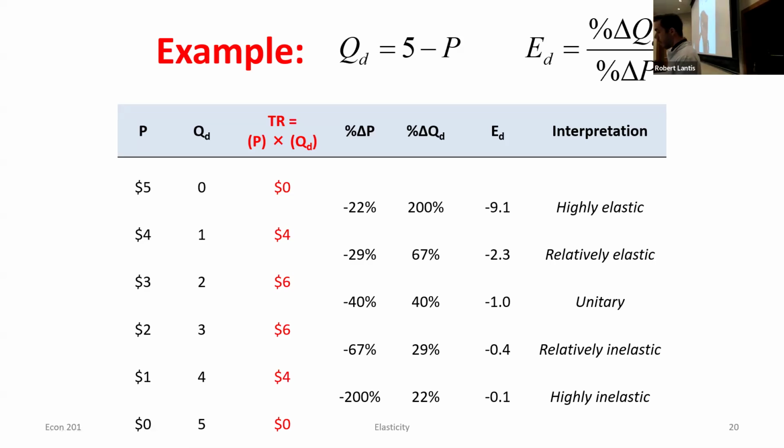Now, if I'm on instead the inelastic portion of my demand curve, so there I still have elasticity measured the exact same way, but now it is less than 1 in absolute value. What must now be true about the percentage change in my quantity demanded relative to my percentage change in price? The only way this fraction is less than 1 is if the denominator is larger.